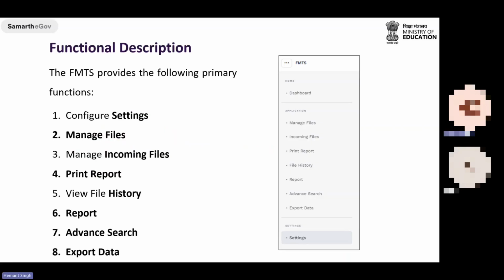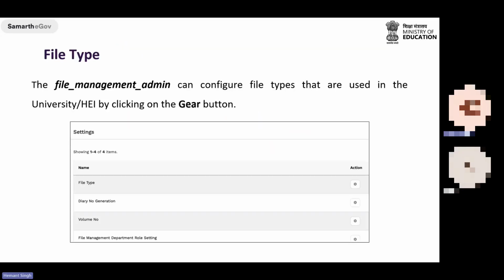Same like the functional description, there is the configuration, the settings, and managing the files. On the right side of the screen, you can also see manage the files, incoming files, print report, file history report, advances, export the data. This is visible in the functional description. This is where the file management admin configures all the settings.